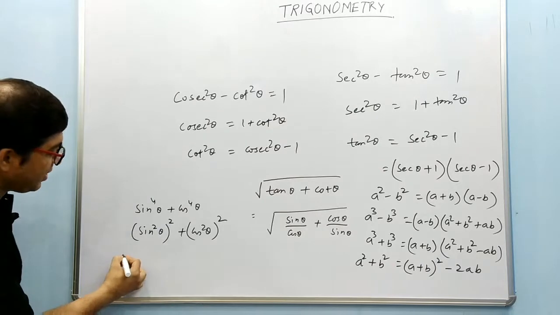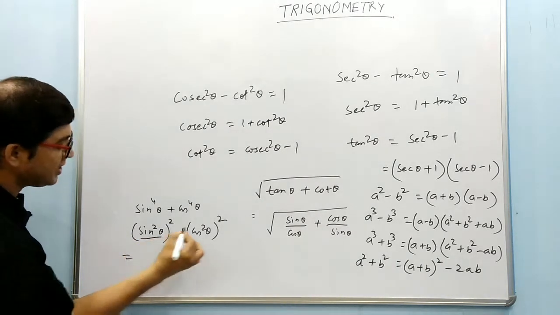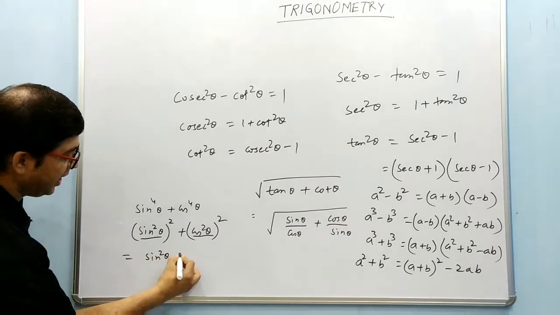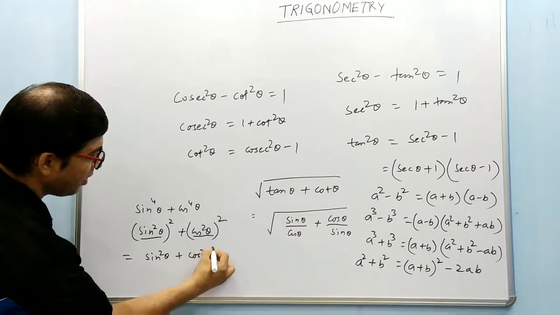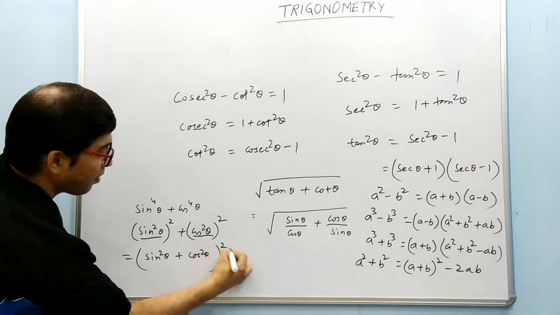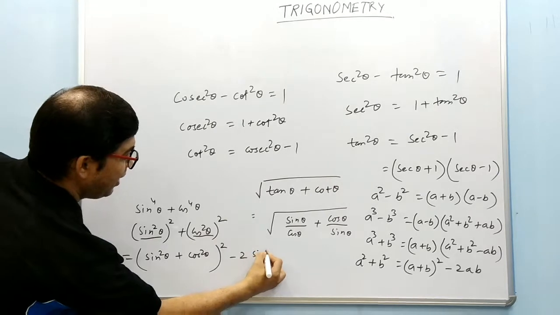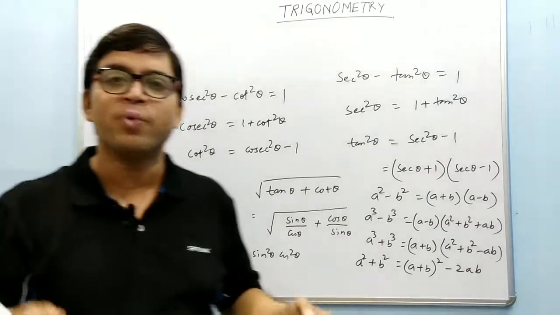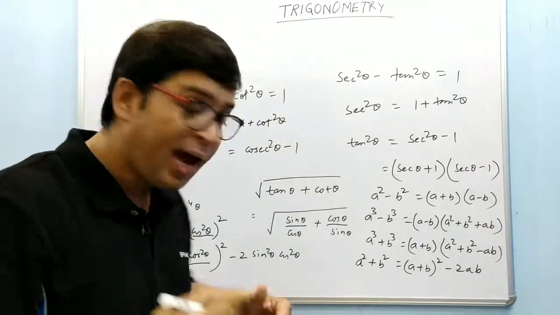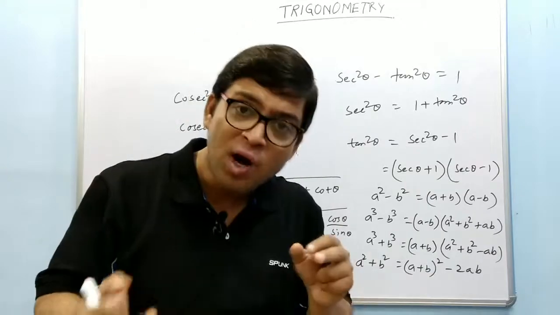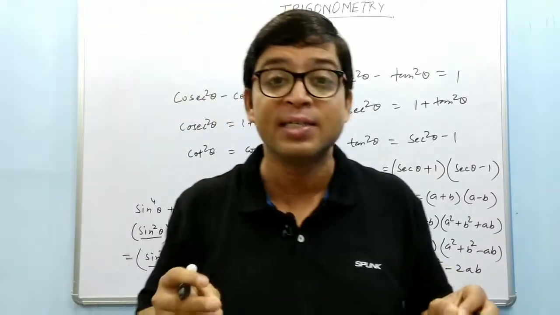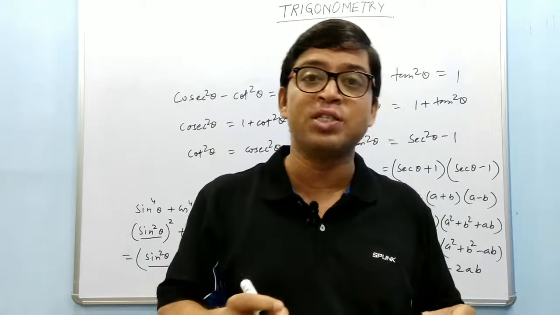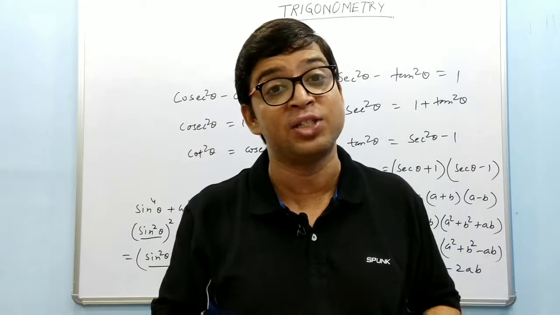This can be written as a plus b whole square minus 2ab. What is a? This is a. What is b? This is b. A plus b means sine square theta plus cos square theta, and the complete whole square, minus 2ab, that is 2 sine square theta into cos square theta. You can use the identity here. Sine square plus cos square theta can be written as 1, and you have to see what you have to get in the RHS. So make your movement, make a plan in accordance with what you have to get in the RHS.